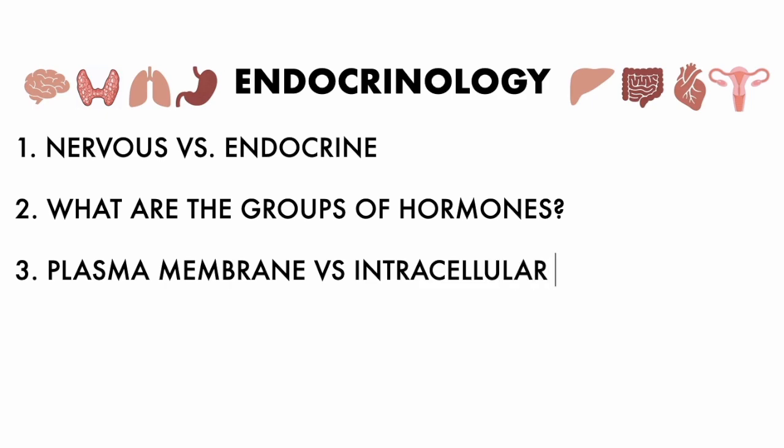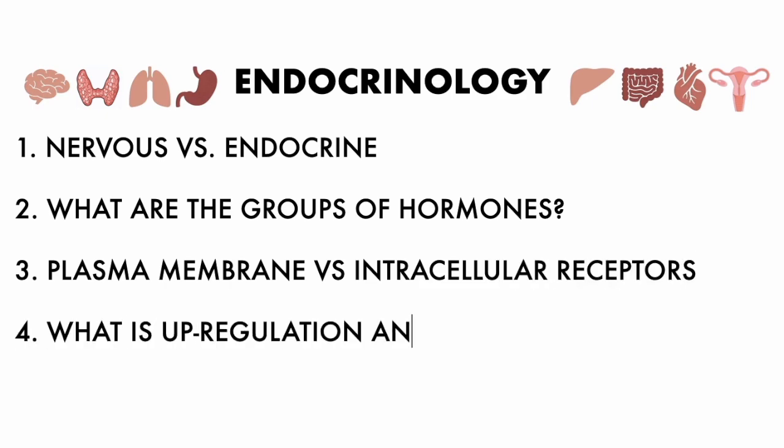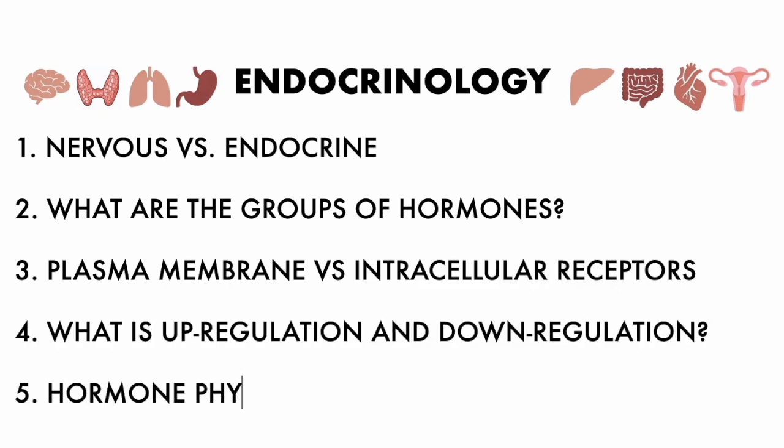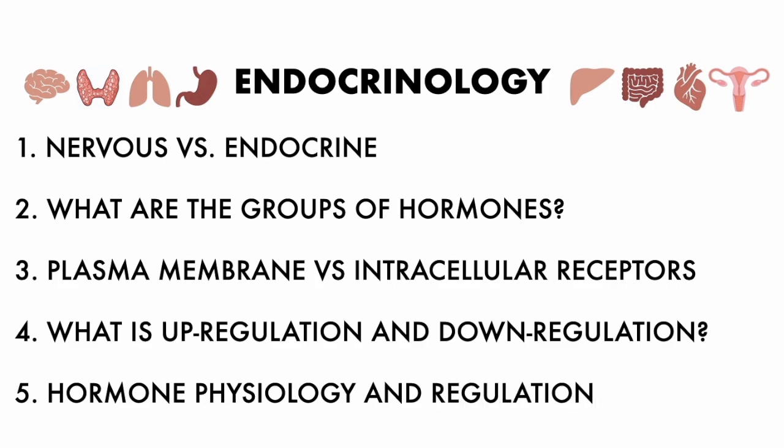First, we're going to look at the similarities and differences between the nervous and the endocrine system. We're going to look at the different groups of hormones. We'll look at 2 different ways a hormone works, the way it attaches. Fourth, we're going to look at what upregulation and downregulation means. And finally, we're going to look at the hormone function.